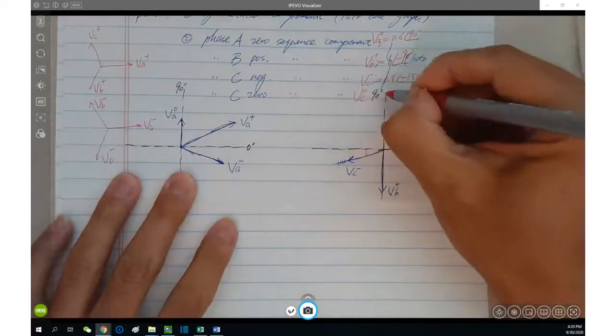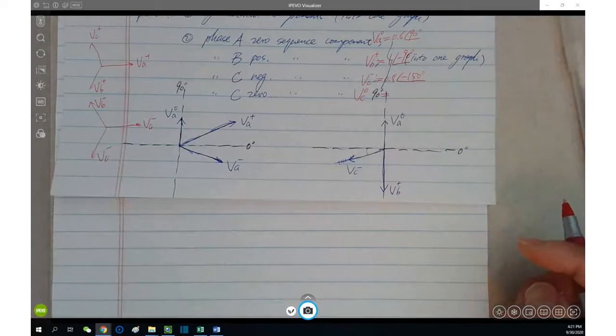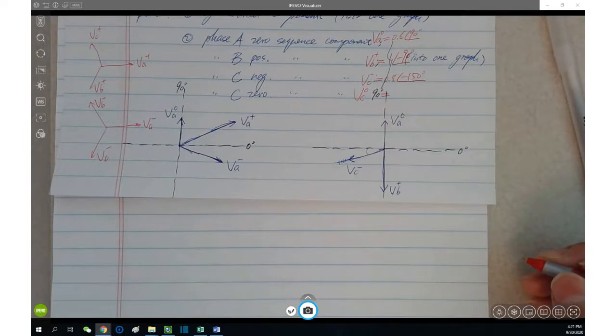VC0 equals what? How to find VC0? So if it's VC0, we already have VC minus, right? So? Oh, we can't convert that, can we? No, you can't.